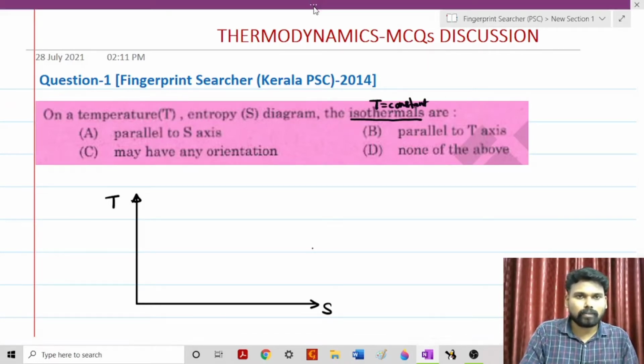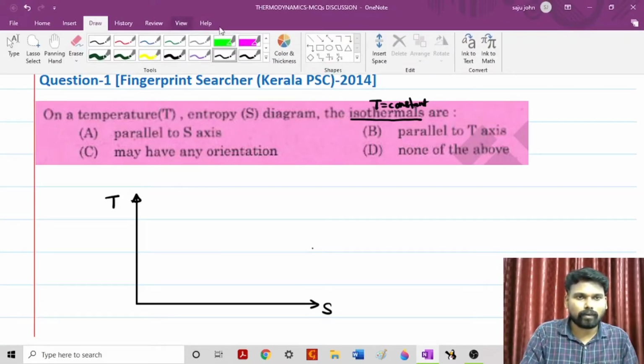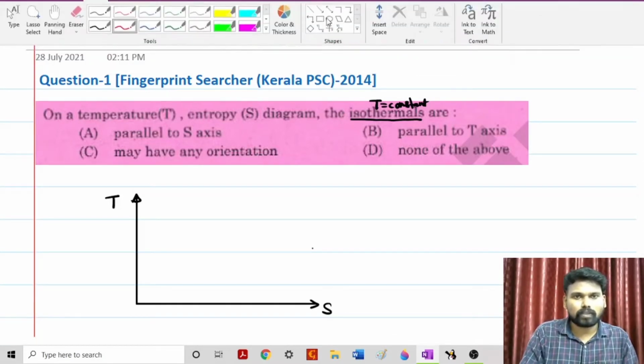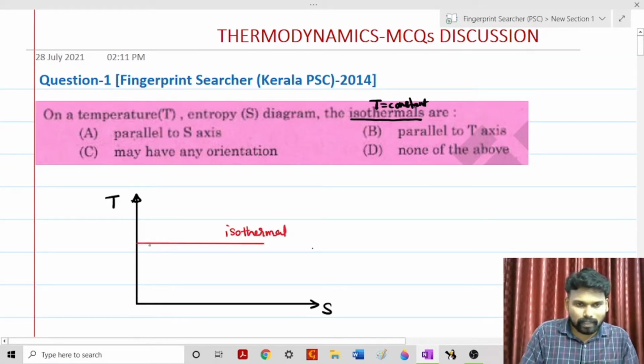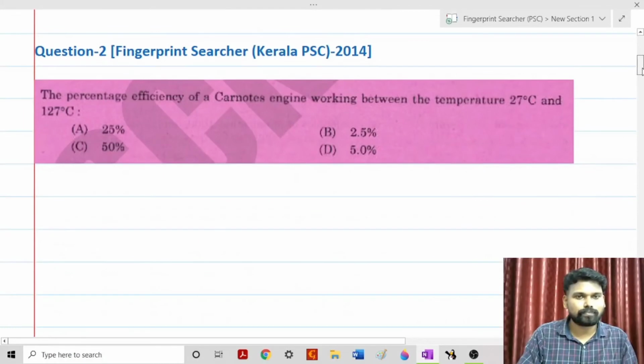So I have to draw an isothermal line. How can I draw an isothermal line? Isothermal line means T is constant, so I have to draw like this. So this is an isothermal. So this isothermal or constant temperature line is parallel to entropy axis, S axis. Isothermal line is parallel to S axis. So the correct option is A, parallel to S axis. Okay, I am going to the next question.